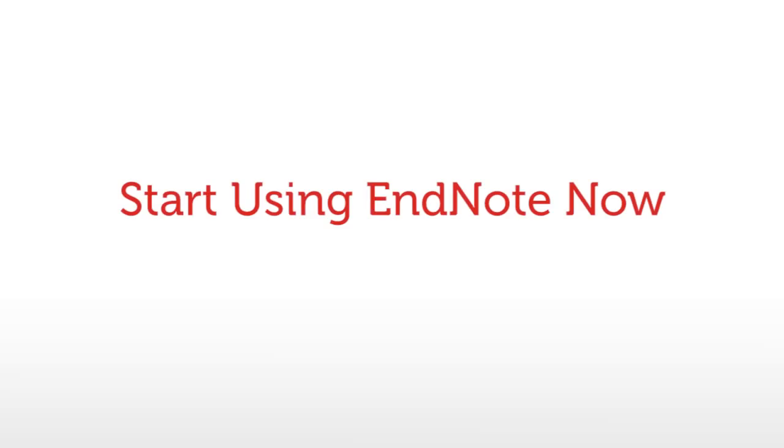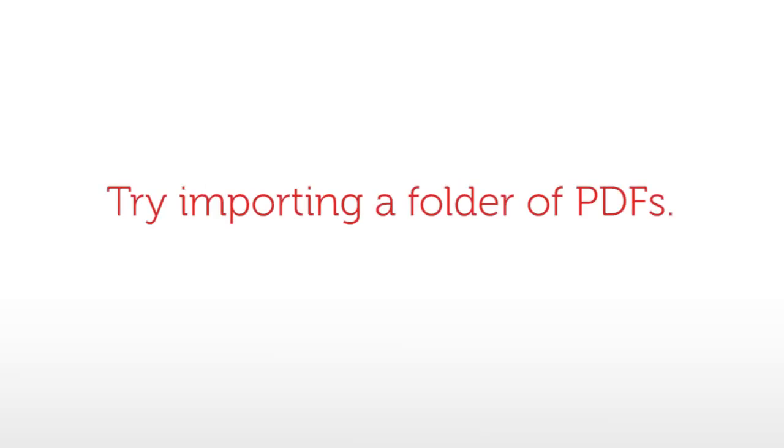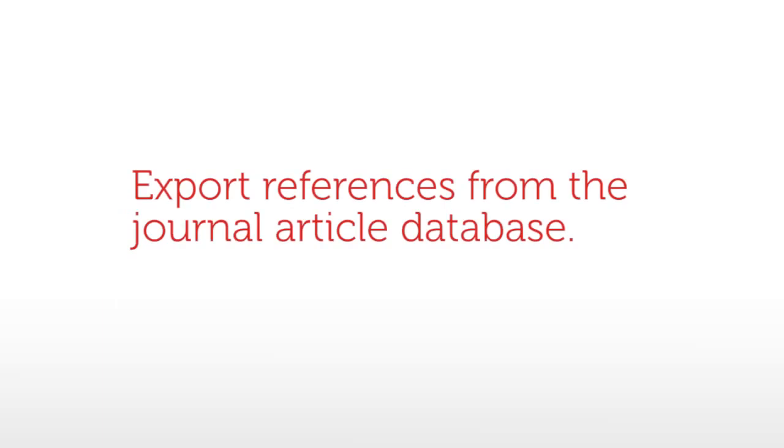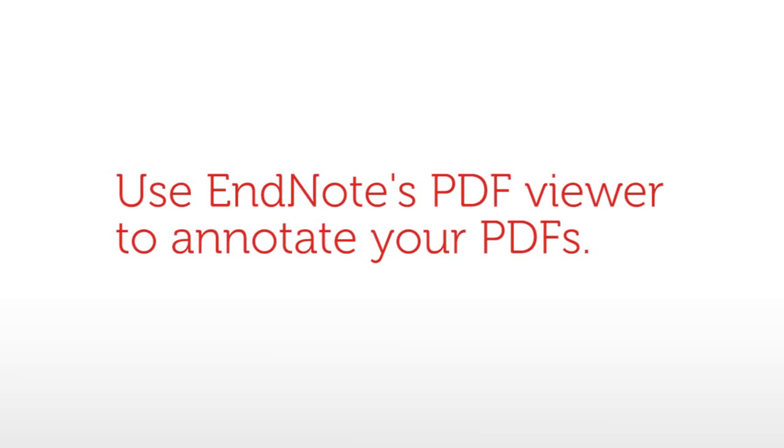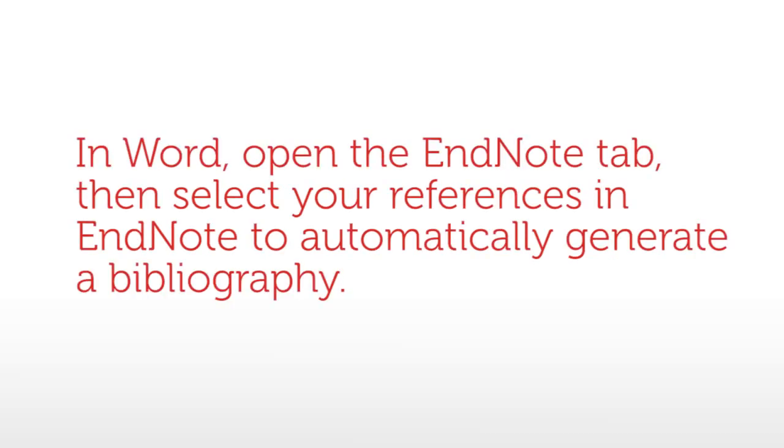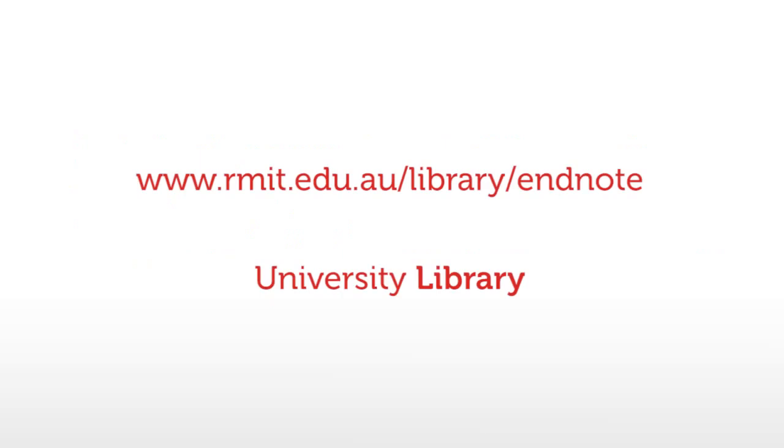So it's time for you to start using EndNote now. You can try importing a folder of PDFs. Alternatively, export references from the journal article database. For references without an attached PDF, use the Find Full Text option. Use EndNote PDF Viewer to annotate your PDFs. And within Word, open the EndNote tab, then select your references in EndNote to automatically generate a bibliography. For more information on using EndNote, visit the library's EndNote page.